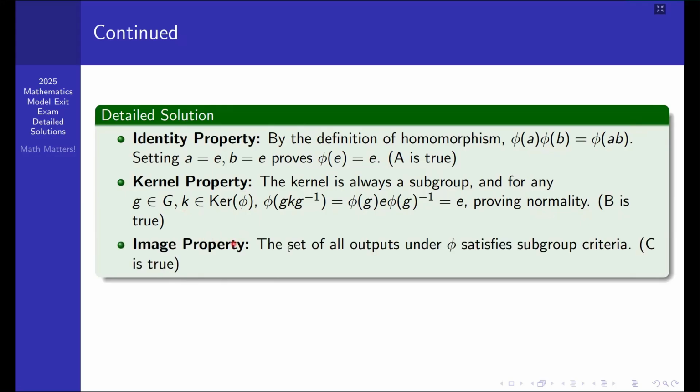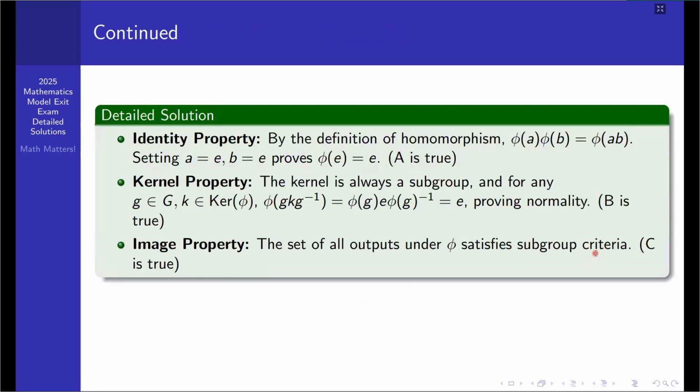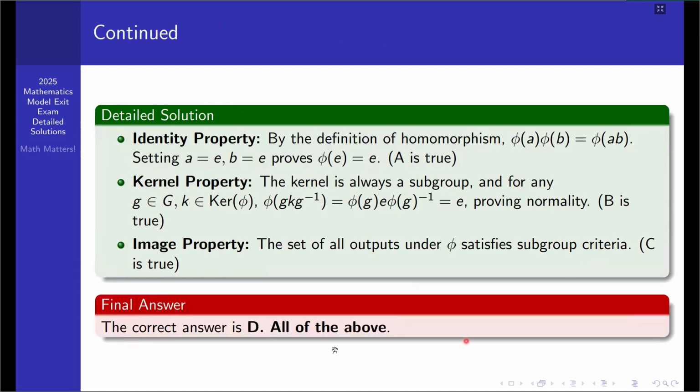Lastly, the image property: the set of all outputs under phi satisfies the subgroup criteria. Therefore, C is also true. Therefore, the answer for this one could be, I think, alternative D, which is all of the above. That is, the identity property, the kernel property, and the image property are all satisfied.